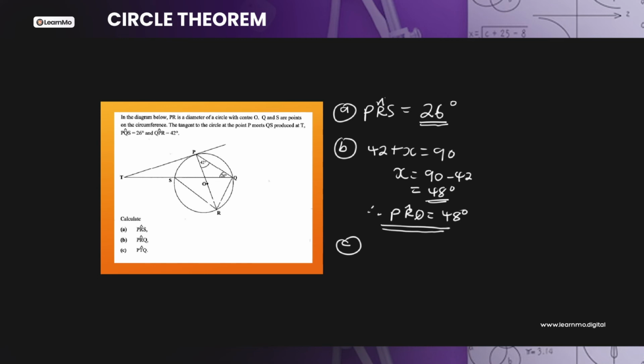The last question is saying find PTQ. So I want this angle. Already we've been given our 90, our 42, and our 26 here. The only thing remaining is this part.